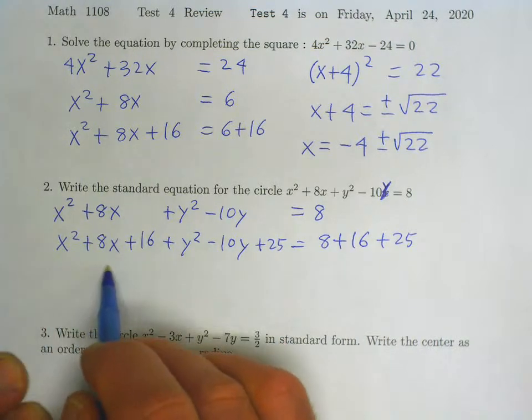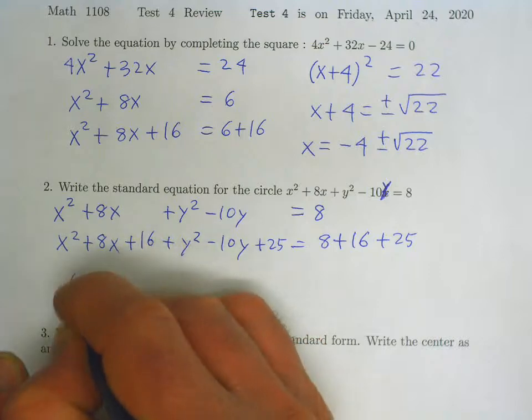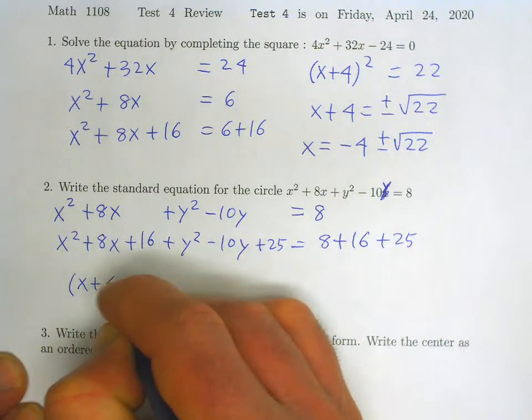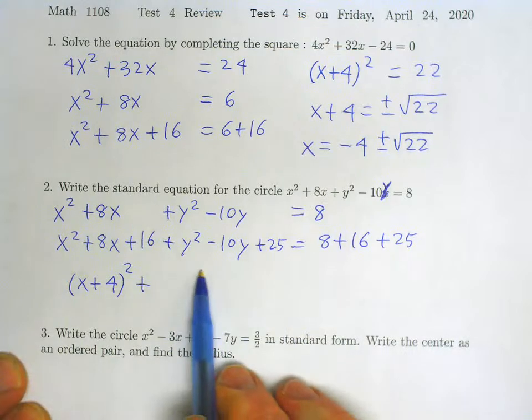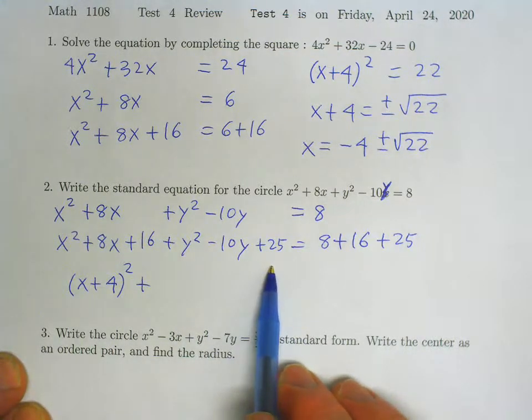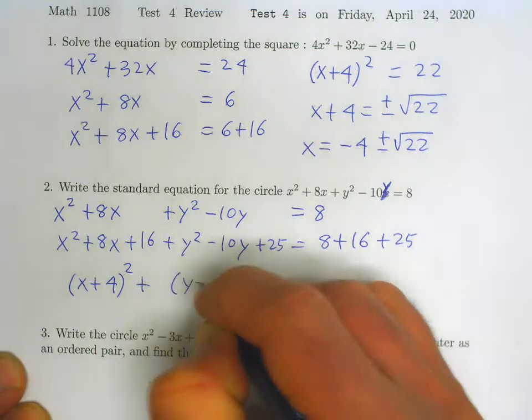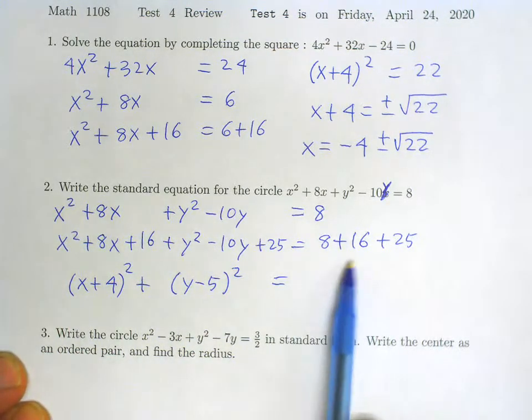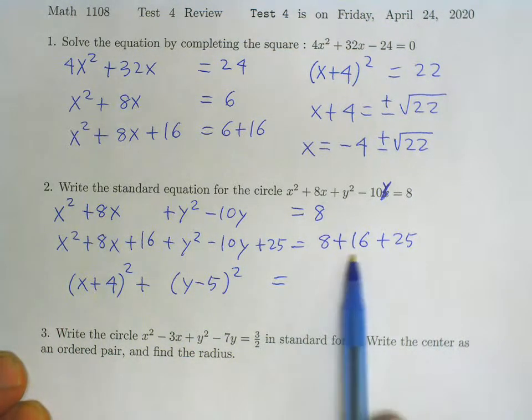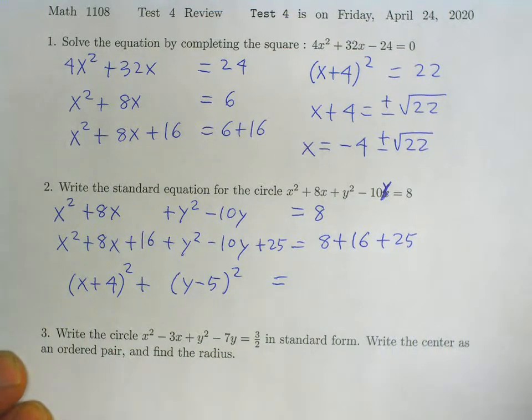So x squared plus 8x plus 16 is equivalent to x plus 4 squared, and y squared minus 10y plus 25 is equivalent to y minus 5 squared. And then add the numbers on the right-hand side. 8 plus 16 is 24. 24 plus 25 is 49.